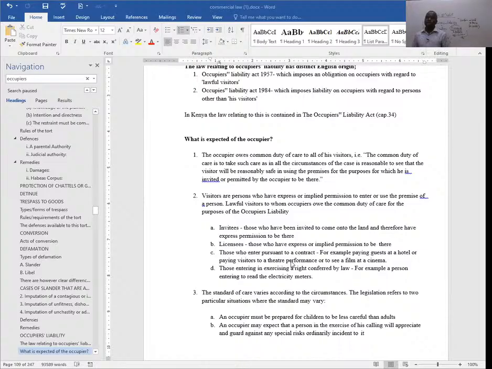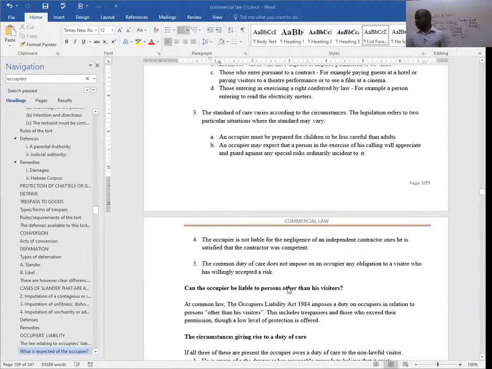So the standard of care will depend on the circumstances surrounding those visiting the premises. It could be adults, or it could be children. For children, the standard of care will be very high, because they need a lot of guidance in ensuring their safety. An occupier may expect that a person in the exercise of his calling will appreciate and guard against any special risks ordinarily incident to it.